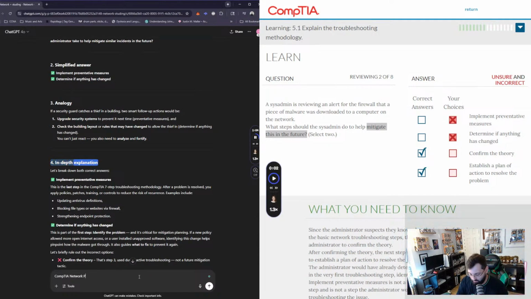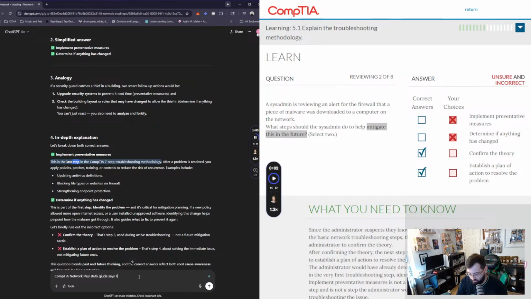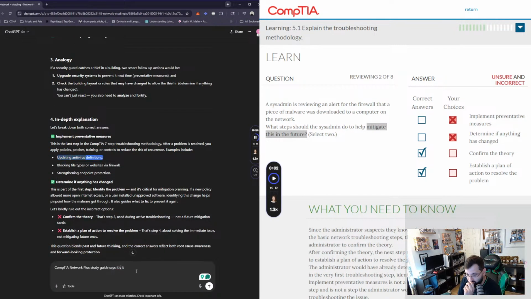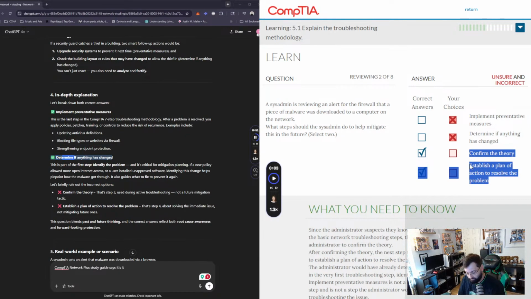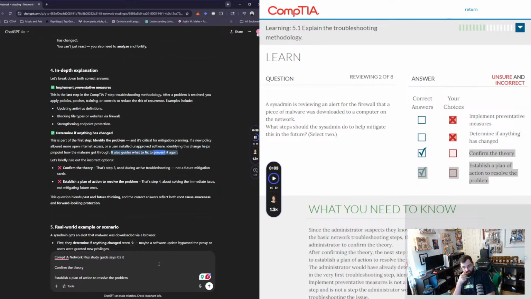4. In-depth explanation. Let's break down both correct answers. Implement preventative measures. This is the last step in the CompTIA 7-step troubleshooting methodology. After a problem is resolved, you apply policies, patches, training, or controls to reduce the risk of recurrence. Examples include updating antivirus definitions, blocking file types or websites via firewall, strengthening endpoint protection. Determine if anything has changed. This is part of the first step, identify the problem, and it's critical for mitigation planning. If a new policy allowed more open internet access, or a user installed unapproved software, identifying this change helps pinpoint how the malware got through. It also guides what to fix to prevent it again.